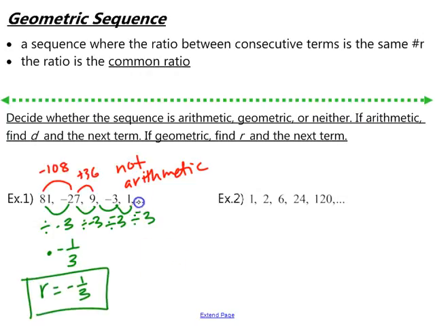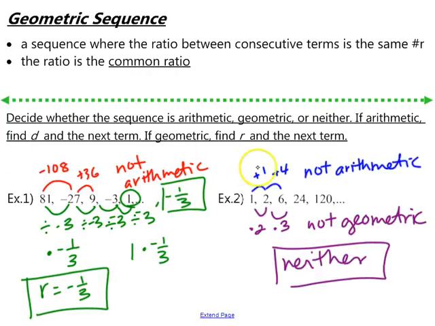And if we want to find the next term, we're going to take the last one we have, 1, times our common ratio, negative 1/3, and we will get negative 1/3 as our next term. I want you to go ahead and pause, try example 2, and check back with me when you're finished. Hopefully you found that for example 2, the sequence is not arithmetic and it is not geometric. So you would say neither, and that would be your final answer.